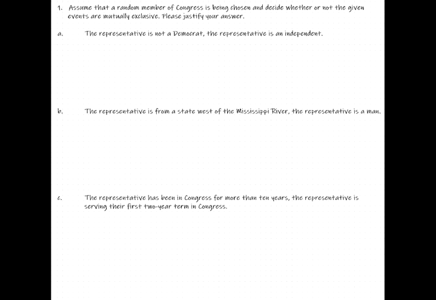Assume that a random member of Congress is being chosen and decide whether or not the given events are mutually exclusive. Okay, so let's look at this term, mutually exclusive.